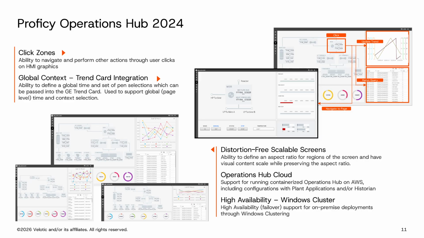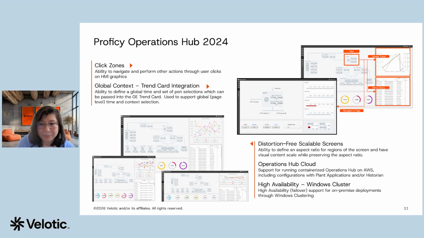And then finally, another piece of our focus was on distortion-free scalable screens. So the idea here is that you can have areas of the screen that I call greedy, right? So they want to get as large as they can. They take up as much space as they can. But especially with graphics, it's really important that they maintain their aspect ratio, right? So that your graphic isn't distorted. So we added more options for you to have regions of your screen either scale irrespective of ratio or keeping into account the ratio.